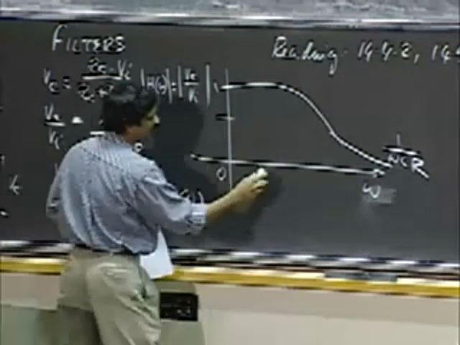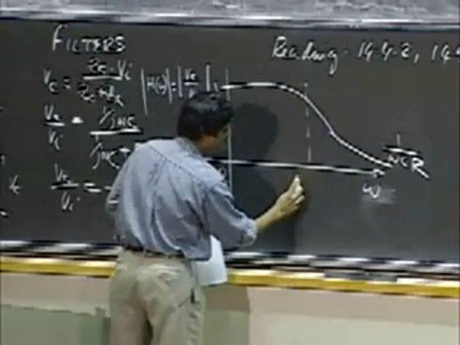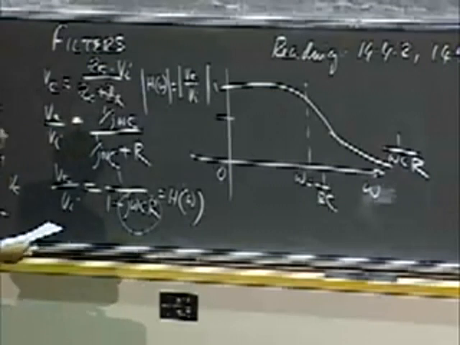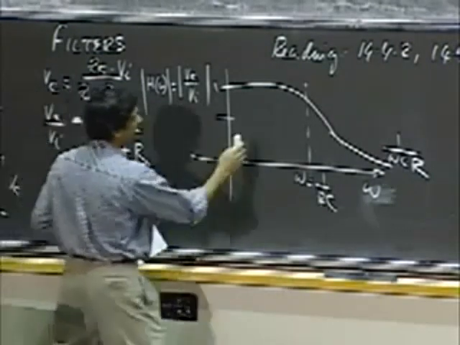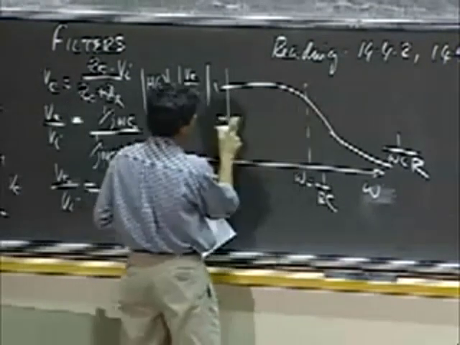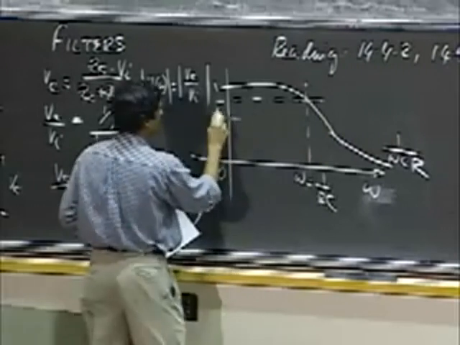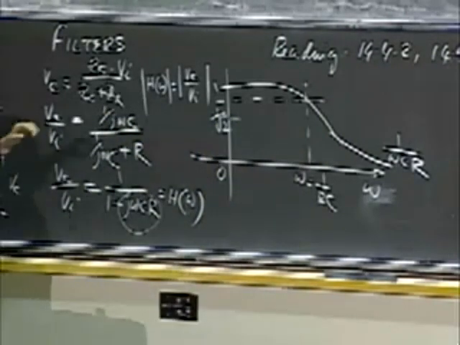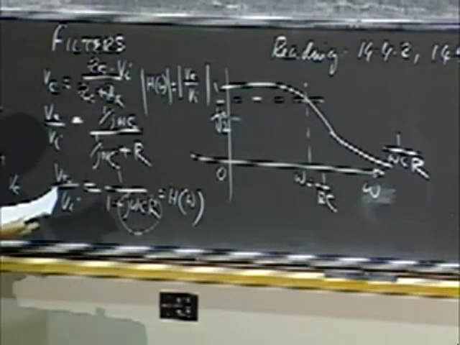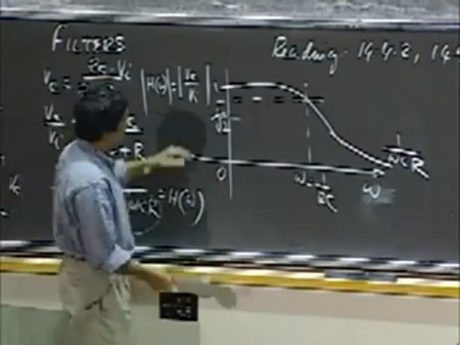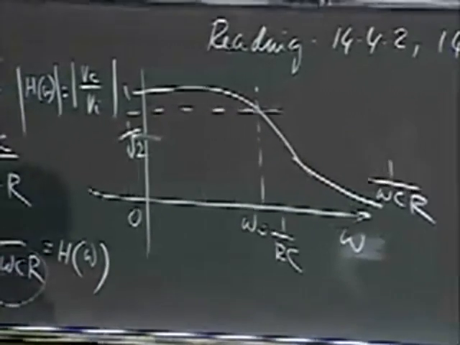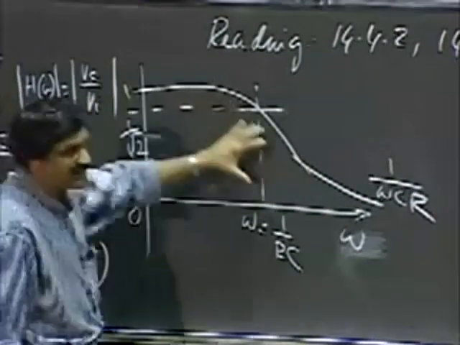So, in other words, when omega is 1 by RC, when omega is 1 by CR, then the output is 1 by square root 2 times its value when omega is very, very small. So that's one little piece of information. And if you look at the form of this, I'd like you to stare at it for a few minutes and try to understand what this represents.